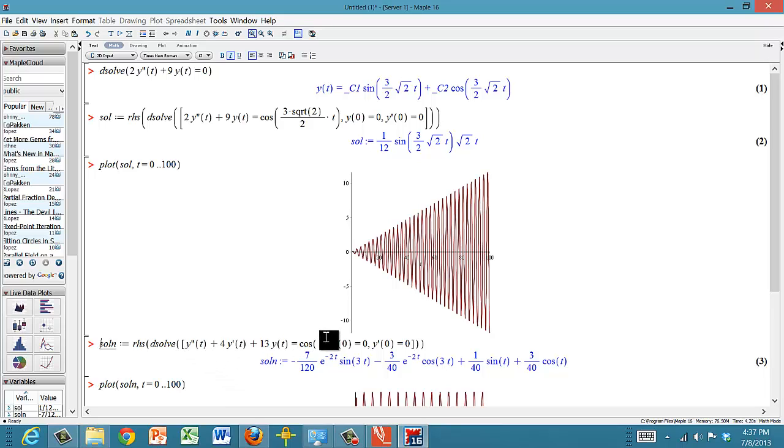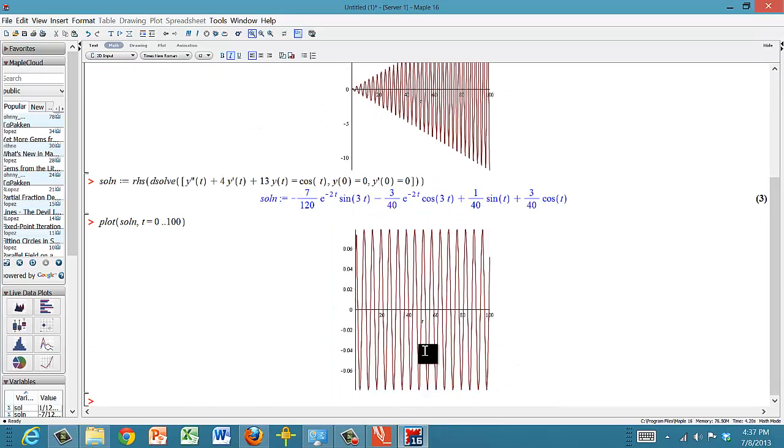This is the ODE that I want to solve. I have a mass of 1, damping constant of 4, spring coefficient of 13. I've gone ahead and chosen some arbitrary initial conditions. The initial conditions don't really matter.